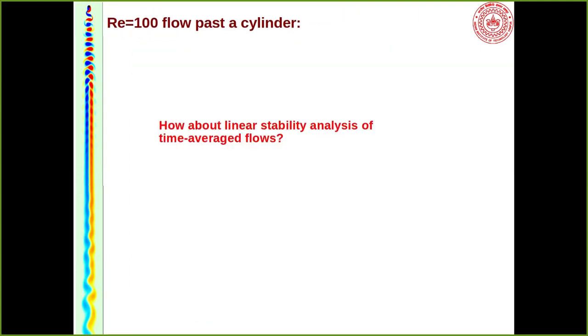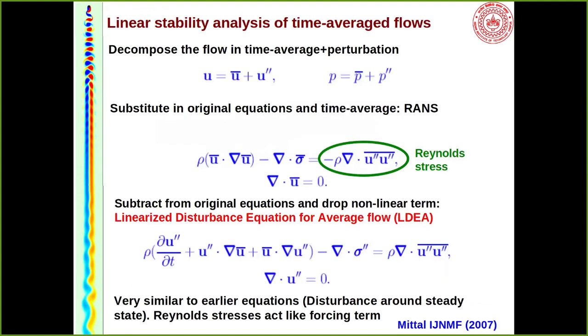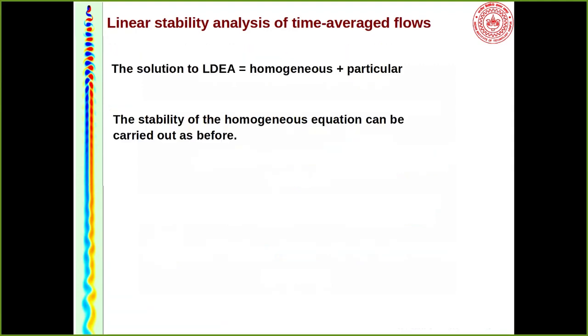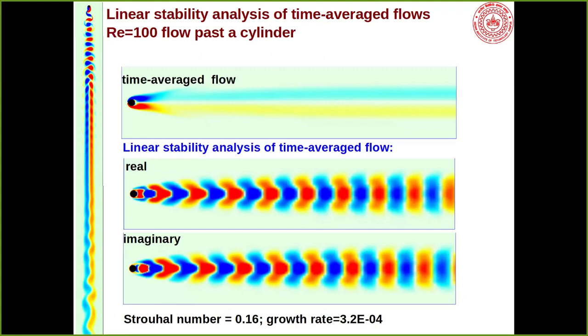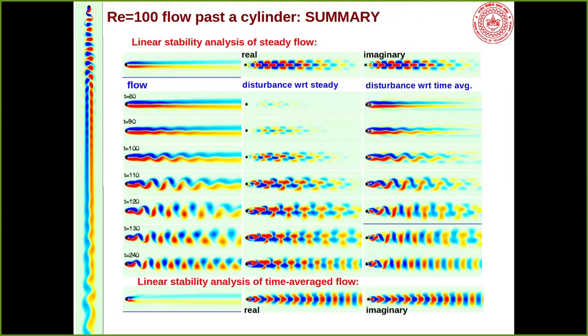So can we get something from stability analysis of time average flows? We can do that. Again, we decompose the flow as a time average flow plus a perturbation and do exactly the same. This is what comes out. If this is your time average flow, and you do a stability analysis of this, these are the eigenmodes that you get. Okay, and they look very similar to the disturbance of the final flow, as they should.